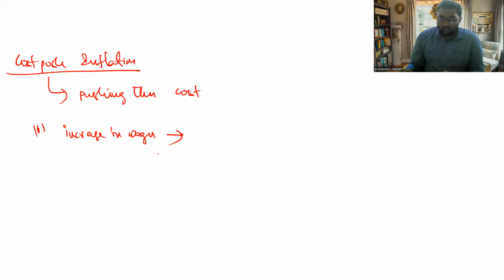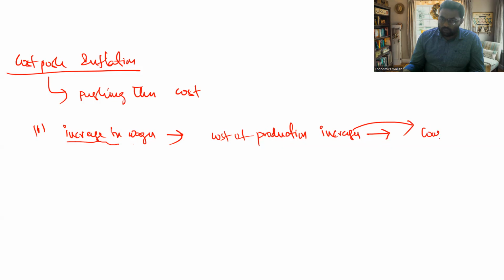In that case, sometimes the companies will increase the wages. Once they increase the wages, what will happen? Obviously, the cost of production, which includes wages, increases. Once the cost of production increases, what will the companies do? They will simply transfer this burden to the consumers.